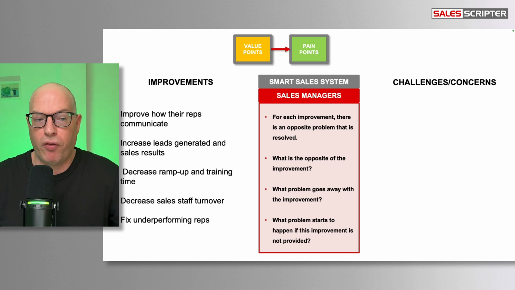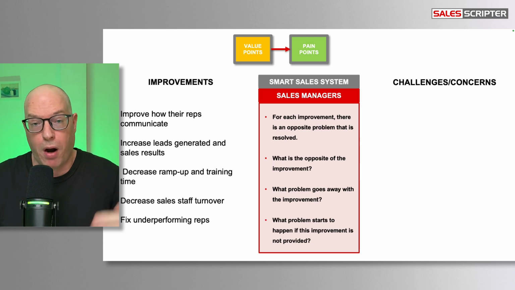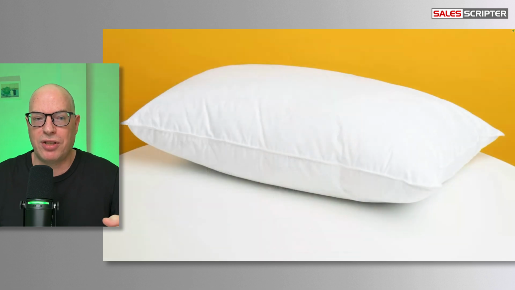And if the improvements that we created are tied to the target audience, in this case, sales managers, then the opposite list of problems is going to be an optimized list of problems for sales managers. And just to give you an example of what we're talking about here, a very basic example.